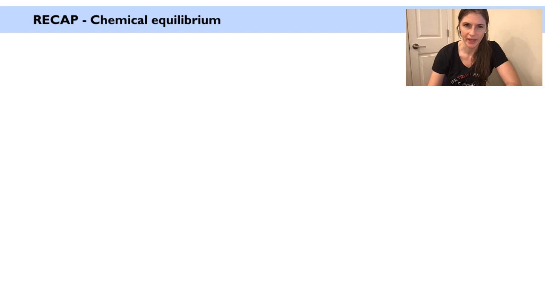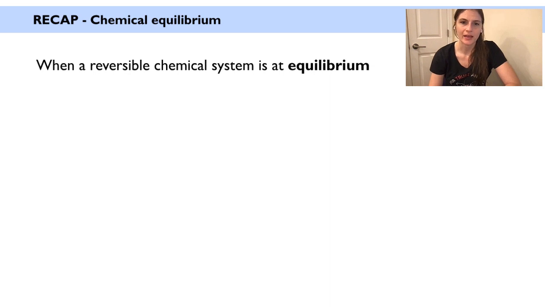First, we're going to do a quick recap about the definition of a chemical system at equilibrium. Now, this can be either a chemical change, like a chemical reaction, or more of a physical system, like chemicals dissolving in water. Both types of systems can be at equilibrium.